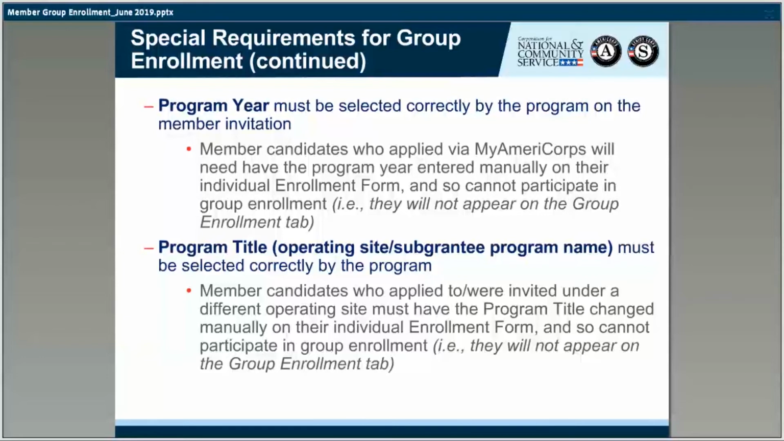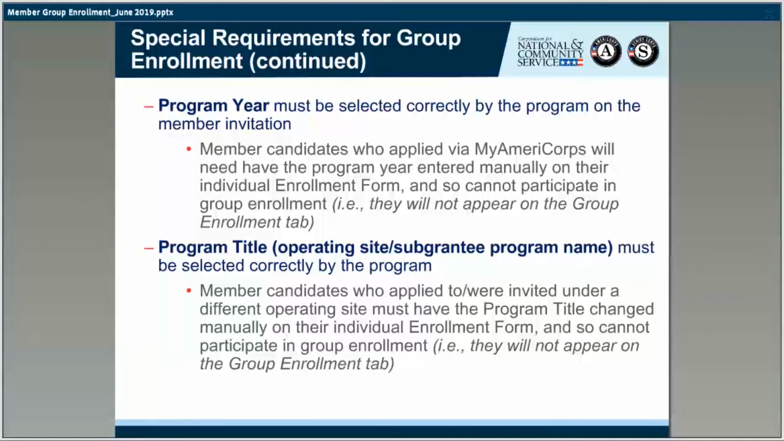This means that these members who have applied through AmeriCorps and been accepted through AmeriCorps will not be able to participate in group enrollment. They actually won't show up on the group enrollment tab in the portal that you'll see shortly later in this presentation. They will need to be enrolled individually instead, using the existing individual enrollment process.